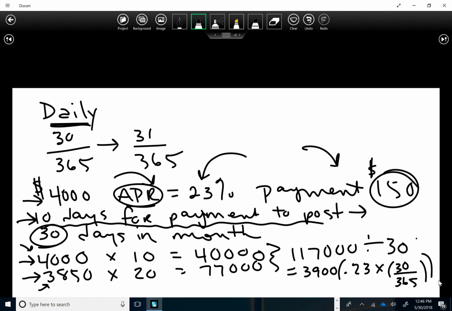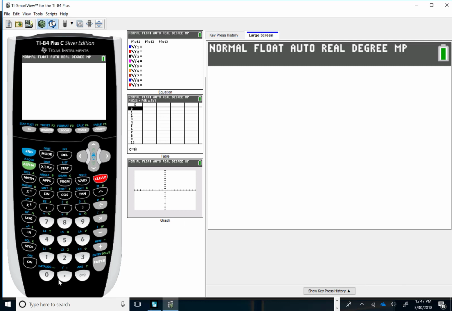So if I take 0.23 on my calculator and I multiply it by 30 divided by 365, and you should pause the video and try to do this and make sure you get the correct number. If I multiply 0.23 times 30 divided by 365, I get this long decimal. Let me pull up the calculator so you can see that. So here's my calculator. And I'm going to do 0.23 times, and there are 30 days in my month, and there are 365 days in a year. And sometimes banks will use 360 days if they're using what's called the banker's rule. So you would need to read your fine print.